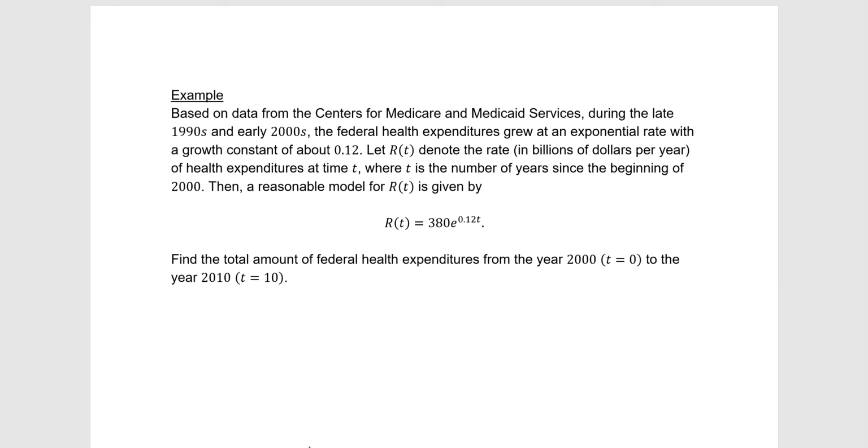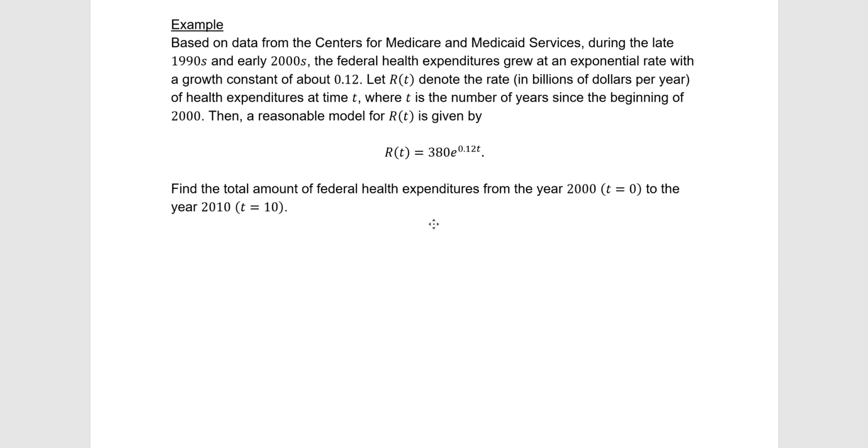Okay, so one more question here. Based on data from the Centers for Medicare and Medicaid Services, during the late 90s and early 2000s, the federal health expenditures grew at an exponential rate with a growth constant of about 0.12. So we're going to let R of t denote the rate in billions of dollars per year of health expenditures at time t, where t is the number of years since the beginning of 2000. So a model that we're going to be using is this model right here. R of t equals 380 e to the 0.12t. So that's just the model that we used in previous sections for exponential growth.